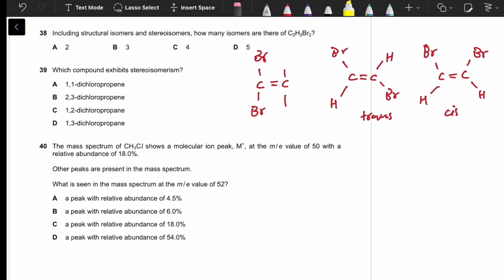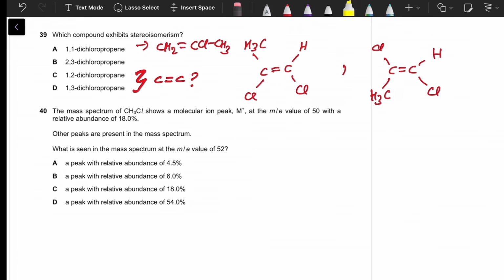Question number 38 asks us to find the number of isomers of C2H2Br2, whether they be structural or stereoisomers. So there are actually only 3, so option B is correct. There's the structural isomer 1,1-dibromoethene, and then there are the cis and trans isomers of 1,2-dibromoethene.